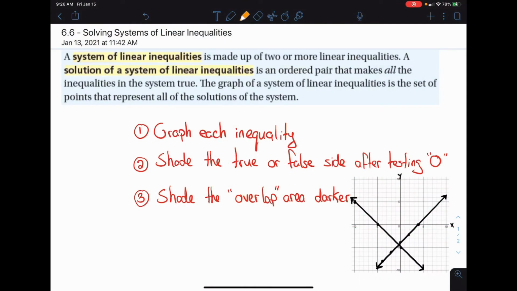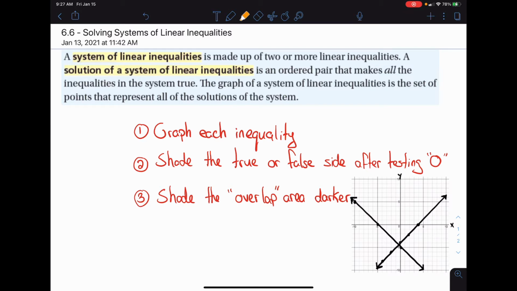Okay, welcome to our last lesson for Chapter 6. This is Solving Systems of Linear Inequalities, Lesson 6.6. At the top of the page, you can see a definition of systems of linear inequalities. I'm going to try and make this video as quick as possible, so I'm not going to read that.